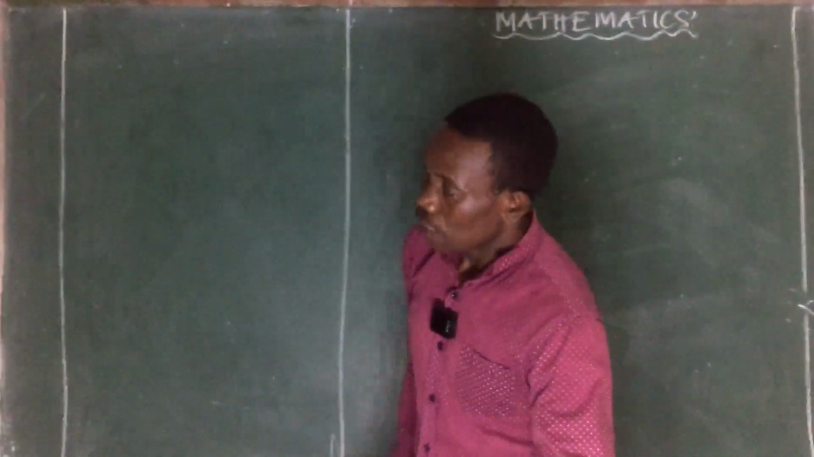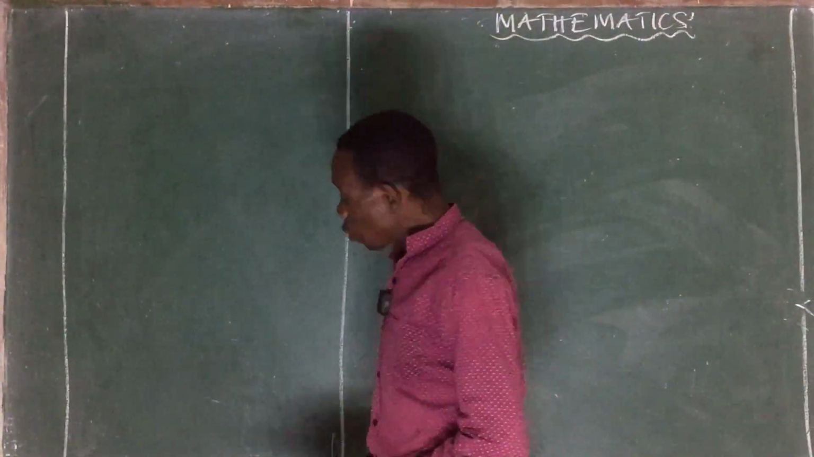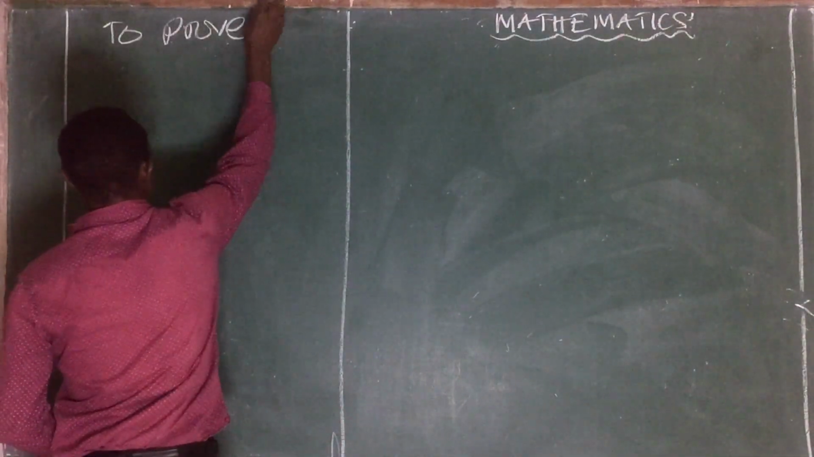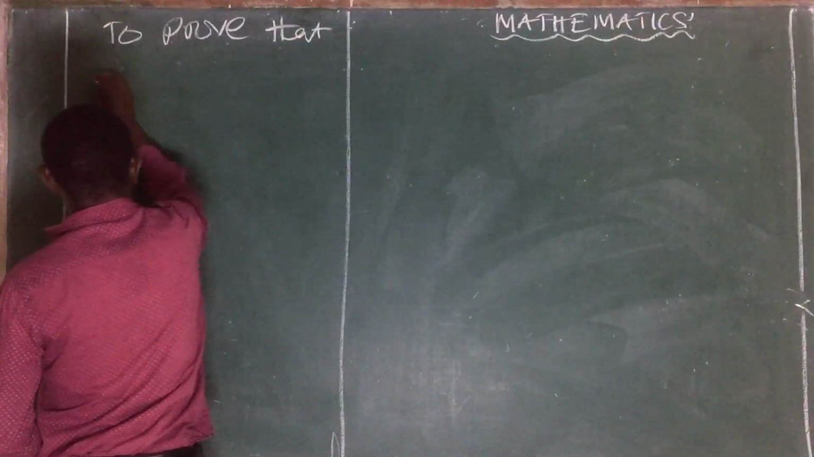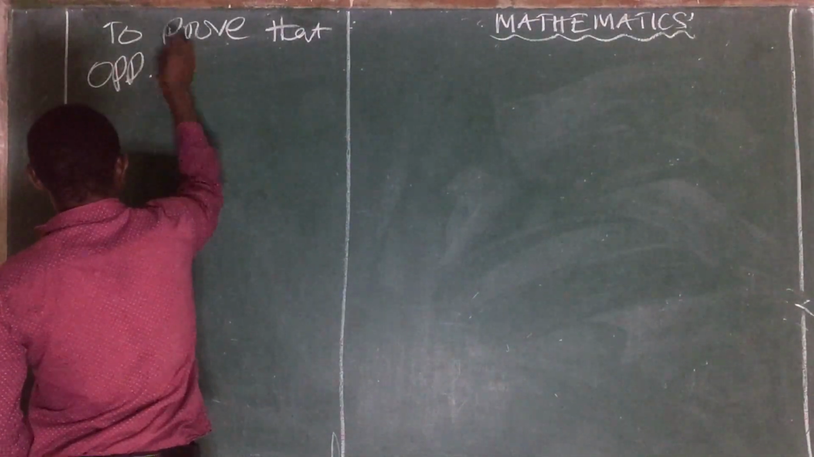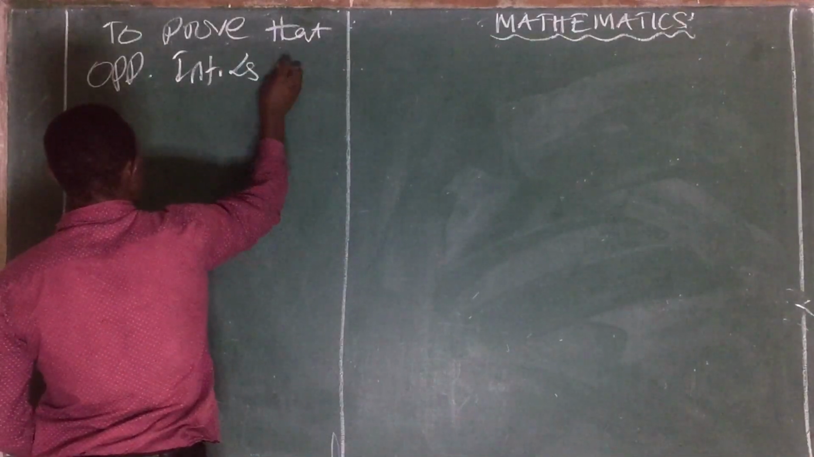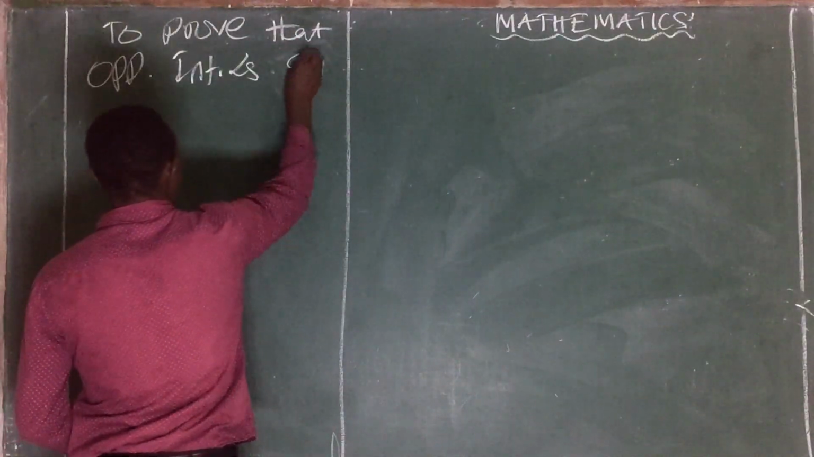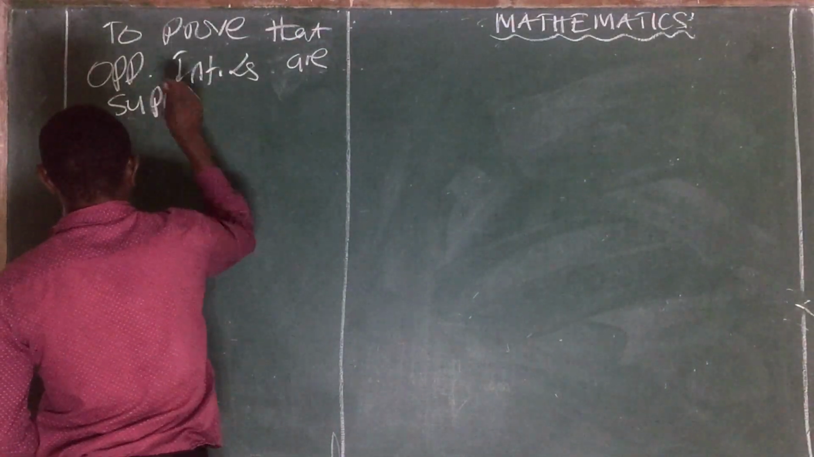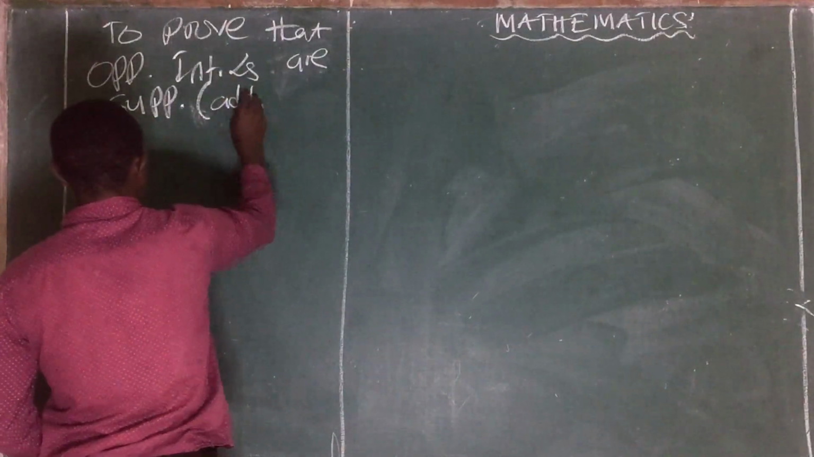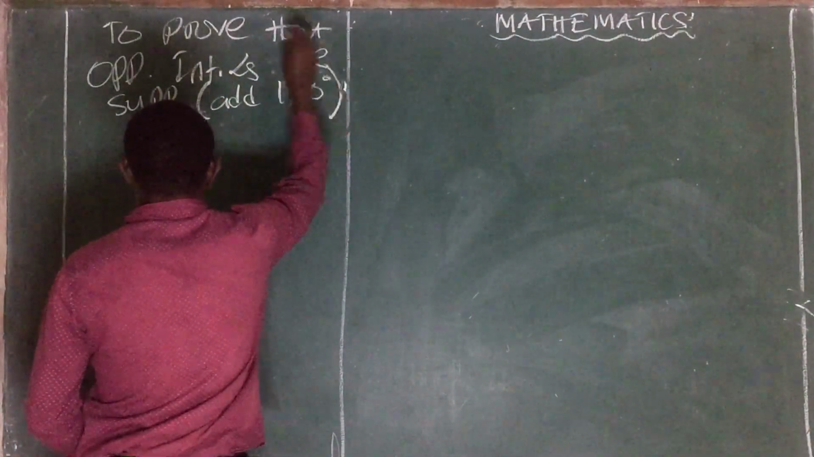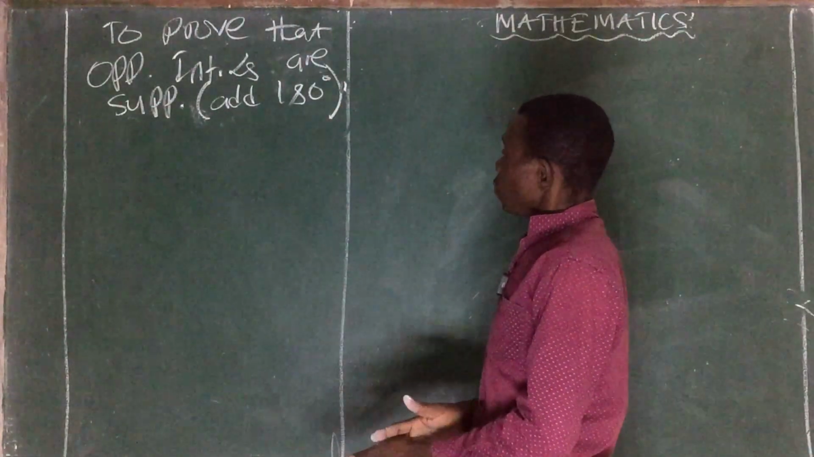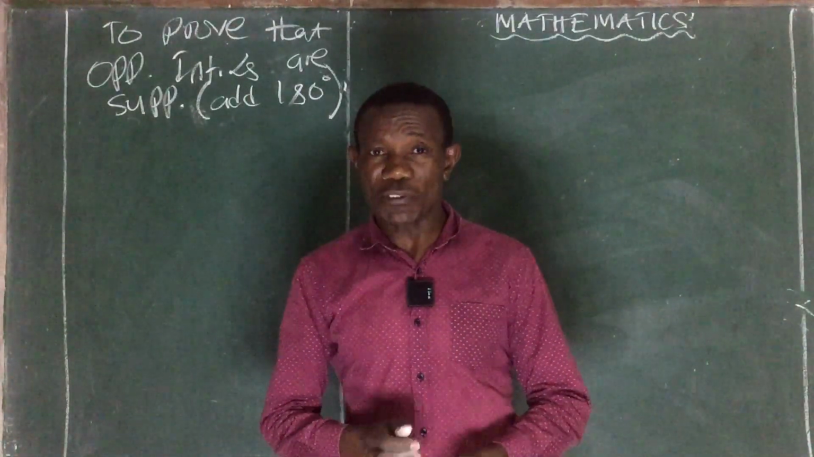So the first is to prove that the opposite interior angles add up, or simply we say are supplementary, meaning to say they add up to 180 degrees. So from what I said, we need to prove a particular property or theorem.